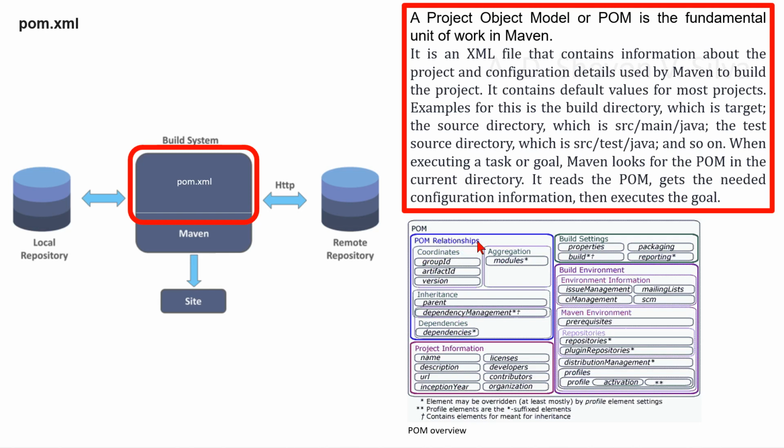POM relationships. The most powerful aspect of Maven is its handling of project relationships. This includes dependencies and transitive dependencies, inheritance, and aggregation, multi-module projects. Dependency management has a long tradition of being a complicated mesh for anything but the most trivial of projects.